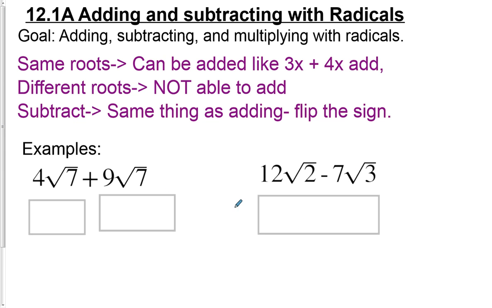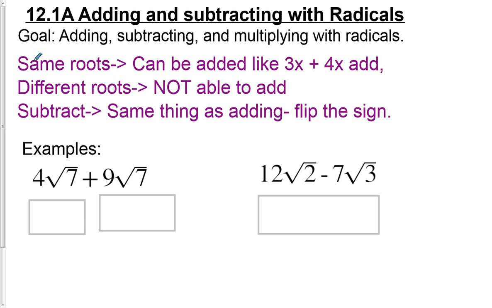Today's lesson is 12.1a, adding and subtracting with radicals. Now the goal for the whole 12.1 lesson, including part B, is to add, subtract, and multiply with radicals. So multiplying with radicals will have its own video.